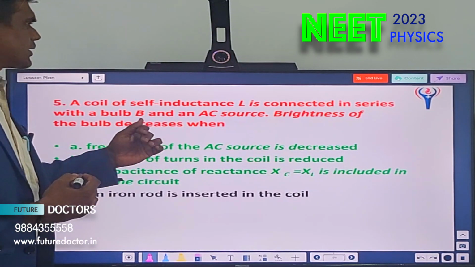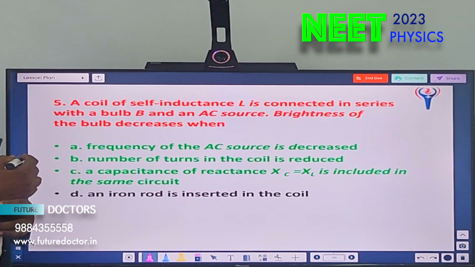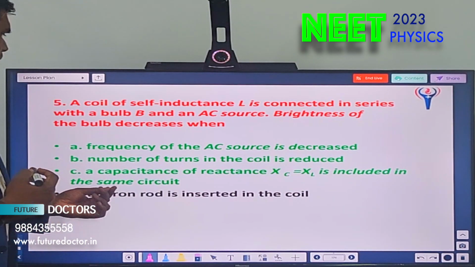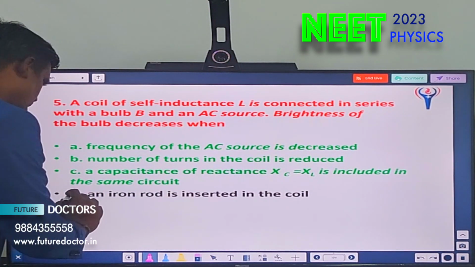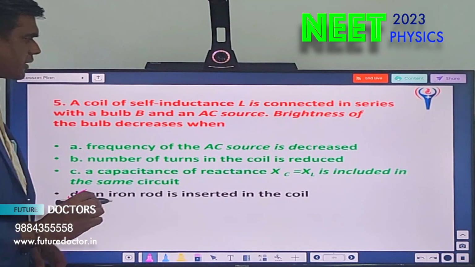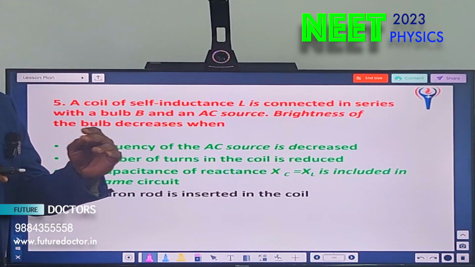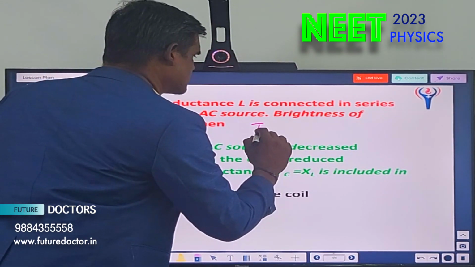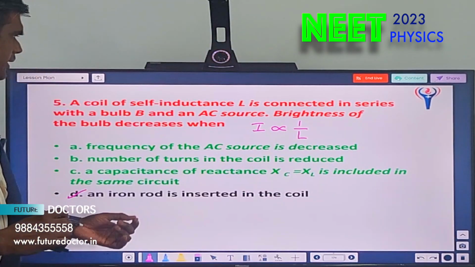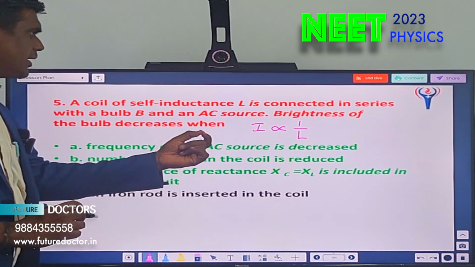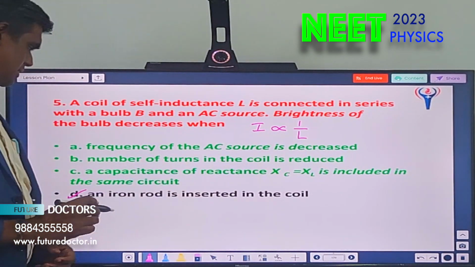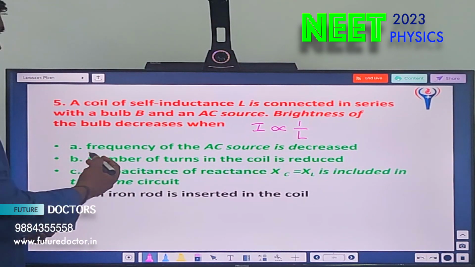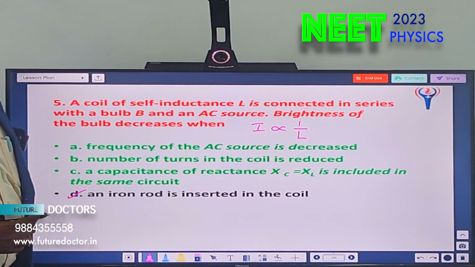A coil of self-inductance L is connected in series with a bulb B and an AC source. Brightness of the bulb decreases when iron rod is inserted in the coil. That is the correct answer. That is, when iron rod is inserted, inductance increases. And relation between inductance and current is I is proportional to 1 by L. So inductance of a coil increases. When inductance increases, I value decreases. I value decreases, then bulb will glow with less brightness. That is, it decreases the brightness. So option D is the correct answer.